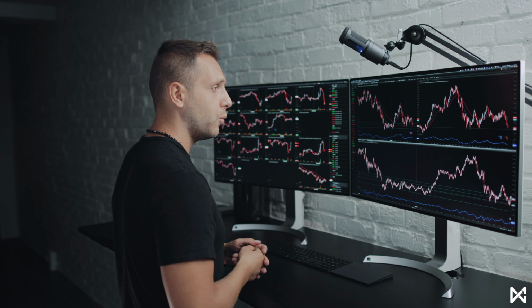Now, in general, we prefer to trade a trending market. Trending market means that there's a lot of volatility in the market. It's actually moving up or it's moving down, so there's a lot of profit to be made there. And that is what we want to focus on.